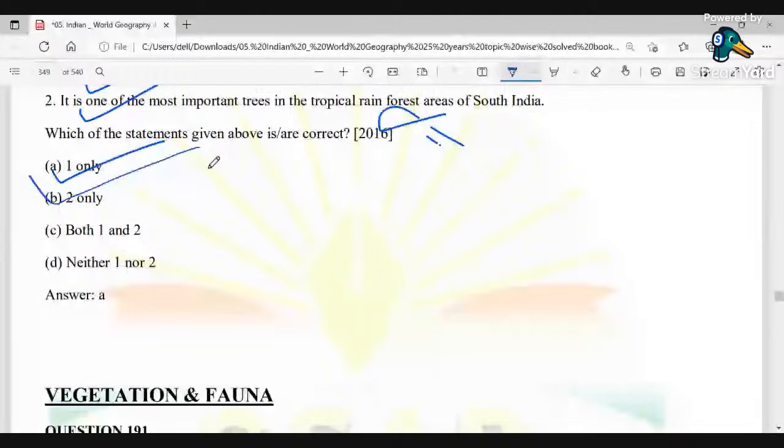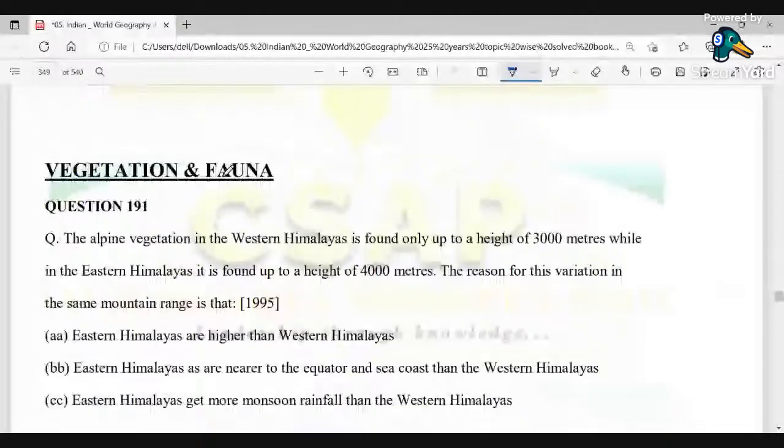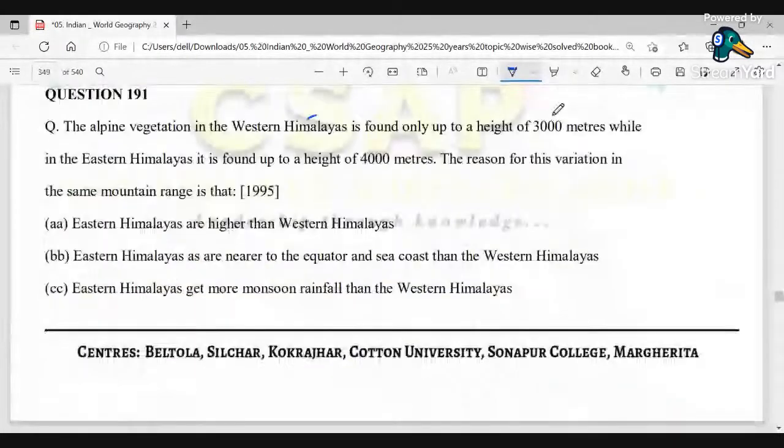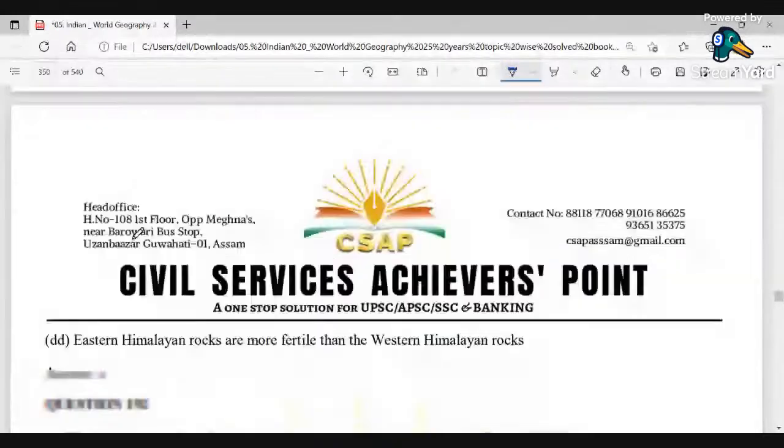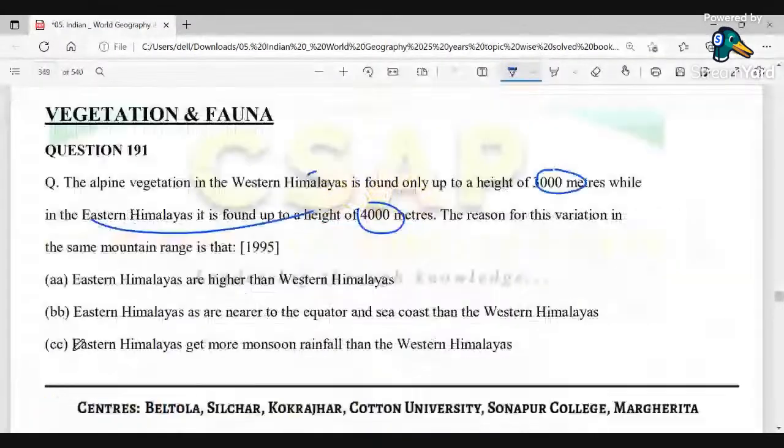The alpine vegetation in the western Himalayas is found up to only a height of 3000 meters, while in the eastern Himalayas it is found up to a height of 4000 meters. What is the reason for this variation? The answer is C, that is, the eastern Himalayas get more monsoon and rainfall than the western Himalayas.